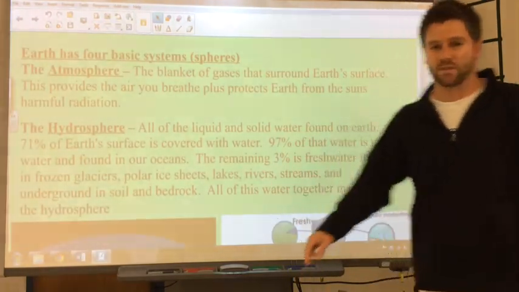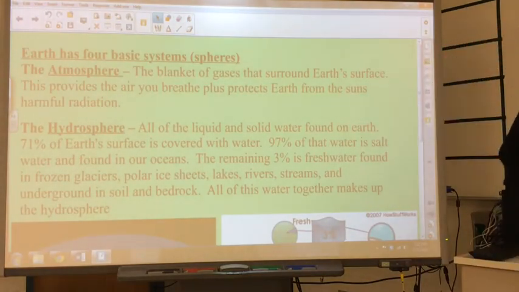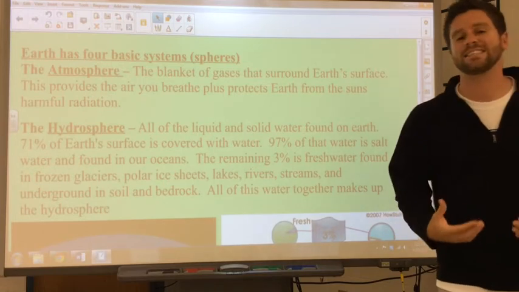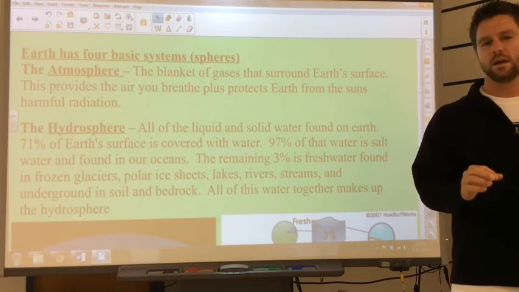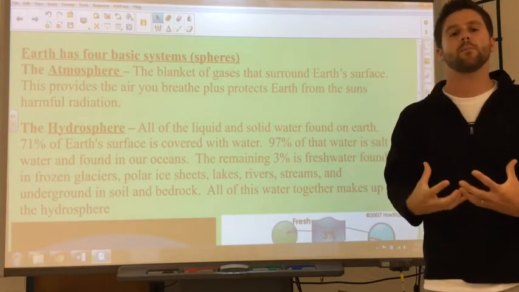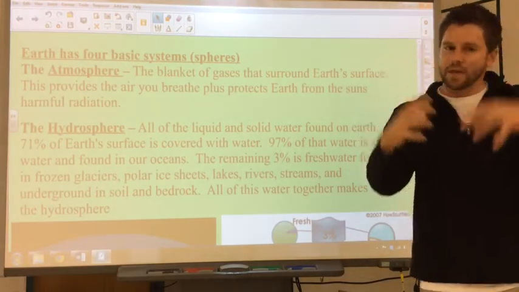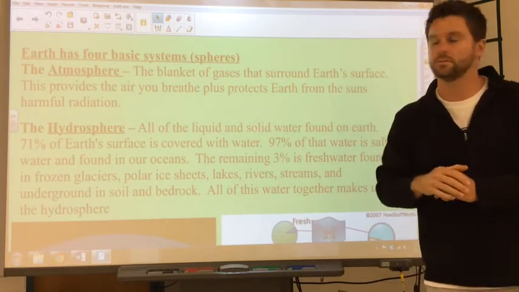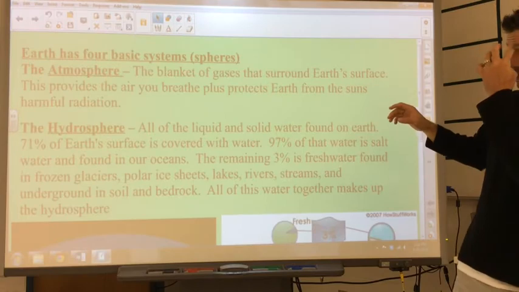If we talk about the atmosphere, the atmosphere is a blanket of gases that surrounds the Earth. This provides the air that you breathe and protects us from the harmful UV sunlight coming from the sun. We've got the ozone layer, which is an upper portion of the atmosphere, and then we've got the different gases between the top of the atmosphere and the bottom, okay? So that's what the atmosphere is.